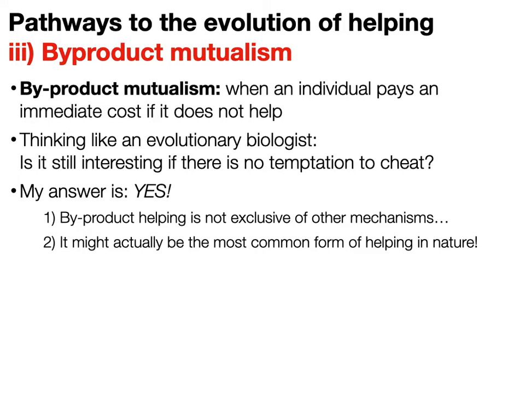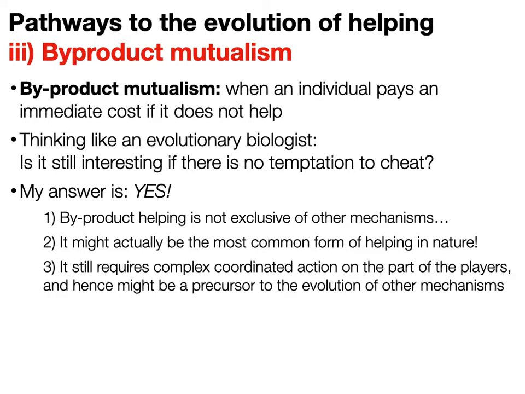And as I mentioned before, it's thought that byproduct mutualism might actually be the most common form of helping in nature. So if we want to understand pro-social behavior, this is a common kind. And the third point is that even if there's no temptation to cheat, we often see that species that are helping in these ways are doing complex coordinated actions on the part of the players. And so helping that's favored through byproduct mutualism could be a precursor to the evolution of other mechanisms of helping as well.